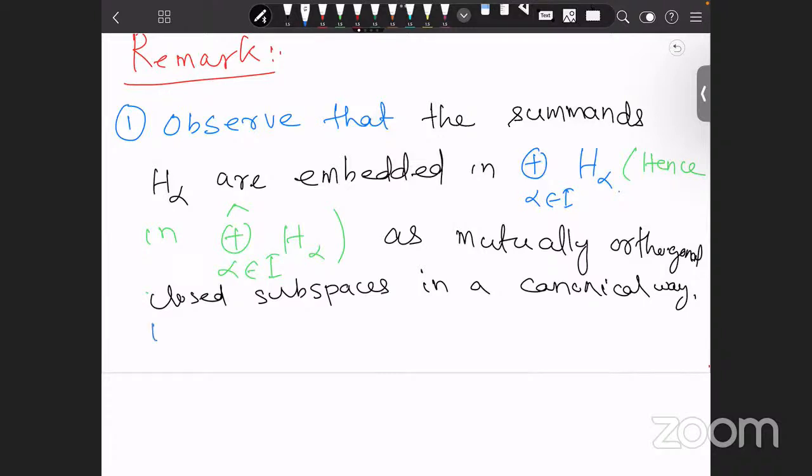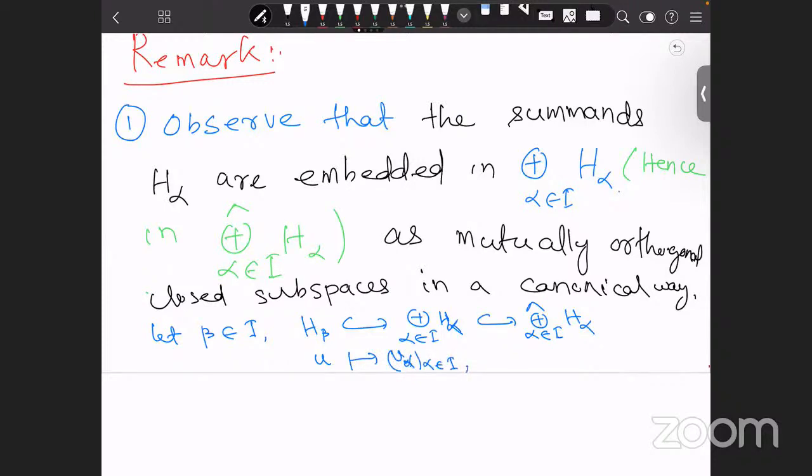This embedding is something like this. Let β belong to I. So H_β will sit inside the direct sum of H_α, α in I. If you take an element, say u, in H_β, u will go to the element (v_α), α in I. And what will be this element? v_α will be u if α is equal to β, or zero if α is not equal to β. So this is the embedding.